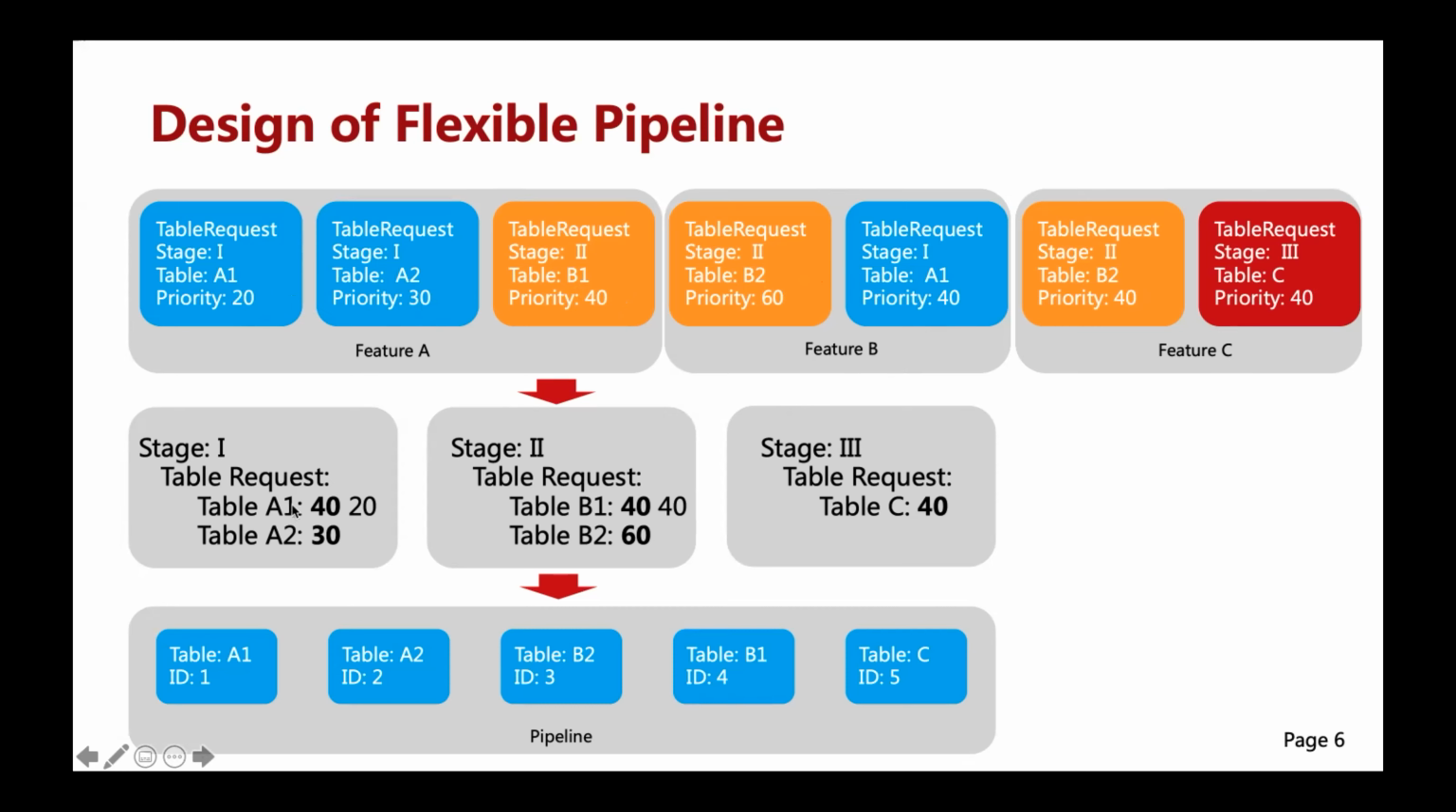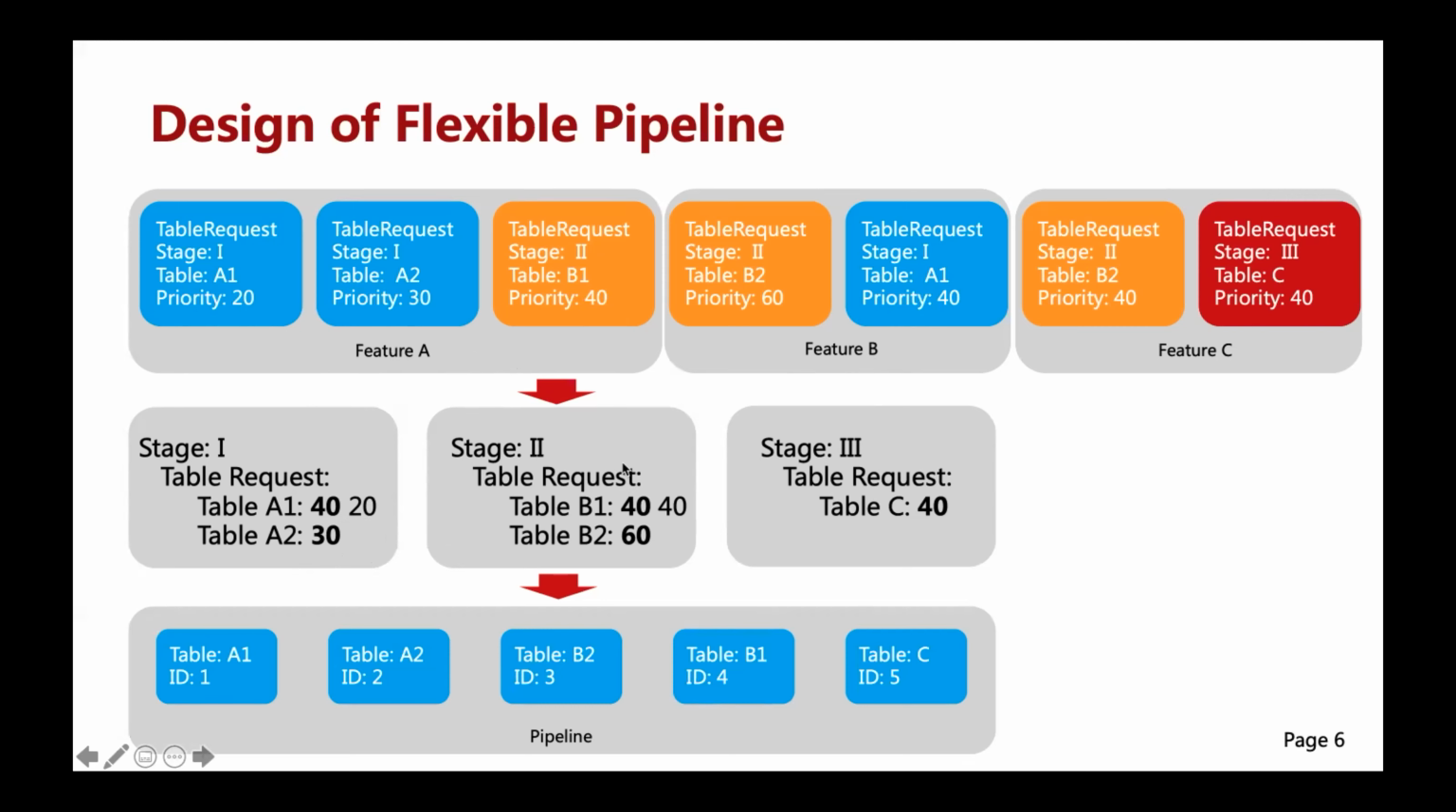For stage 1, for table A1, it has priority 40 and 20. 40 is declared by feature B, and 20 is declared by feature A. Table A2 is only declared by feature A. For stage 2, it's similar, and this stage 3.